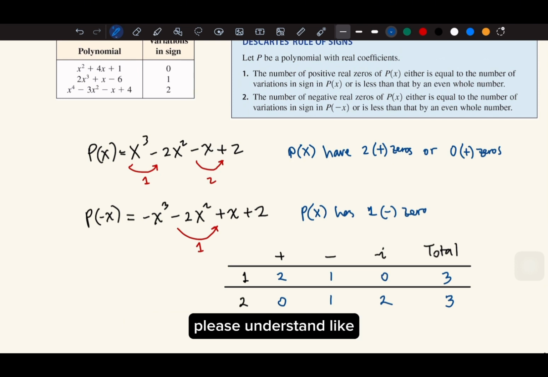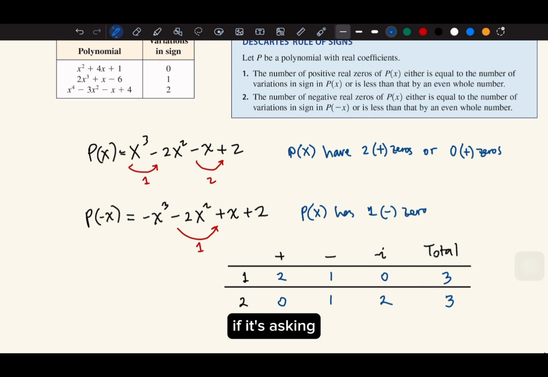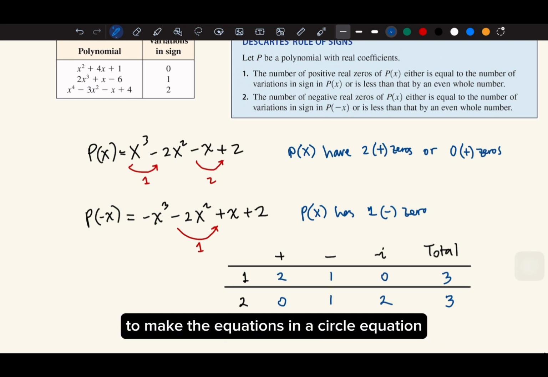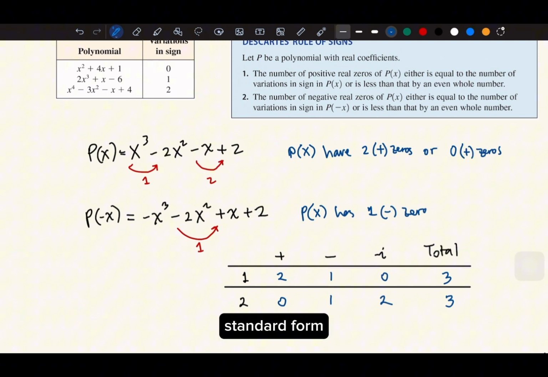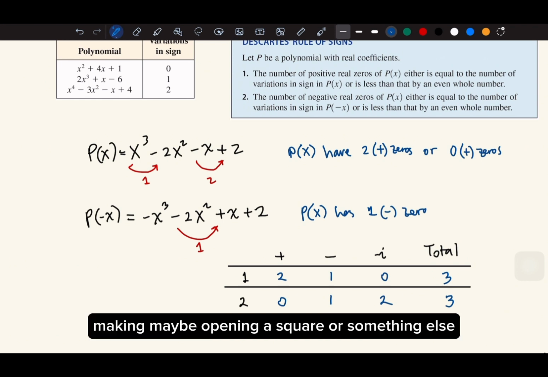Like a quiz, understand. I think the first two is about circle. Circle, what is circle? So first you need to think of the formula that is related to circle. After that, you can pinpoint which part is being asked. If it's asking to make the equation of a circle into standard form, it means you need to tweak something in the equation, maybe completing the square or something else, then do that.